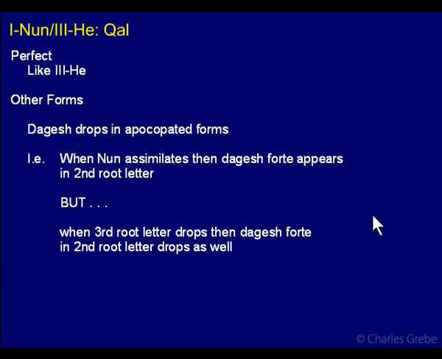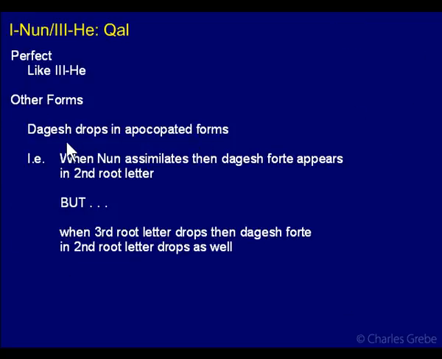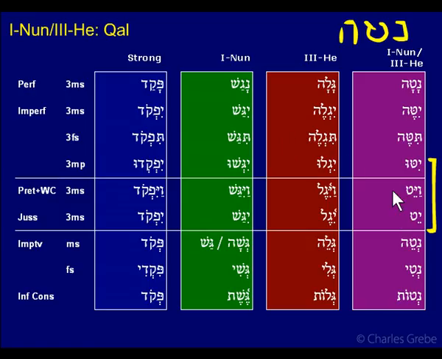What did I want to say here? Well, perfect, just like third hey. This is a review now again. So the perfect is just like the third hey. And other forms, all I'm saying here is the dagesh forte drops in apocopated forms. And I'm talking about this down here. So if you have an apocopated form, the hey is gone, you have nothing left. If you want a dagesh forte in there, you can't do it because it's the end of a word. And so you end up with just the middle radical all by itself. Okay, so that is Qal for first nun and third hey, and next we'll look at the Hiphil.